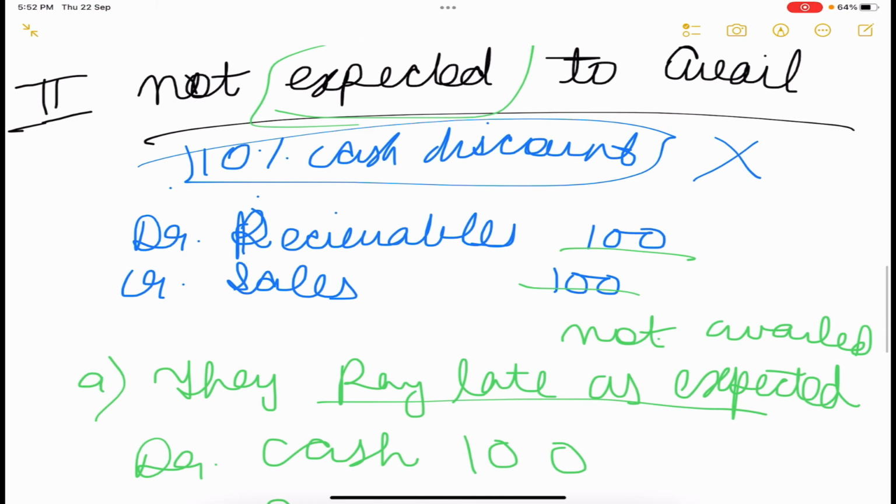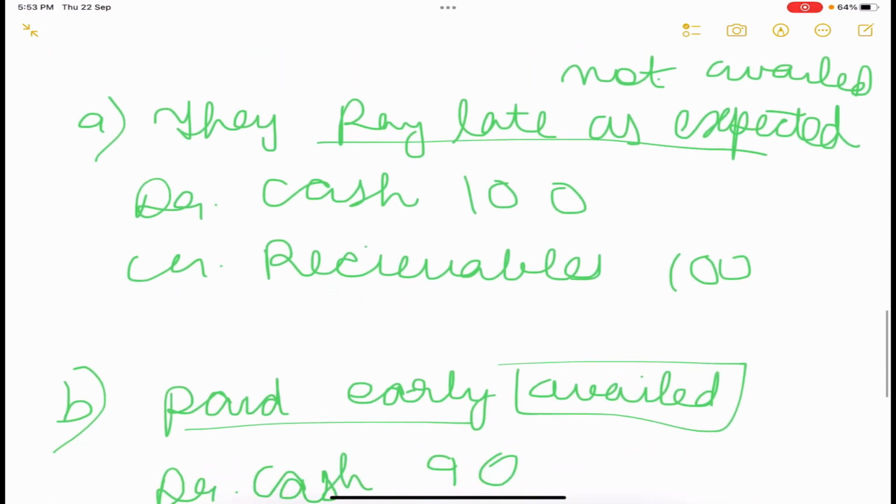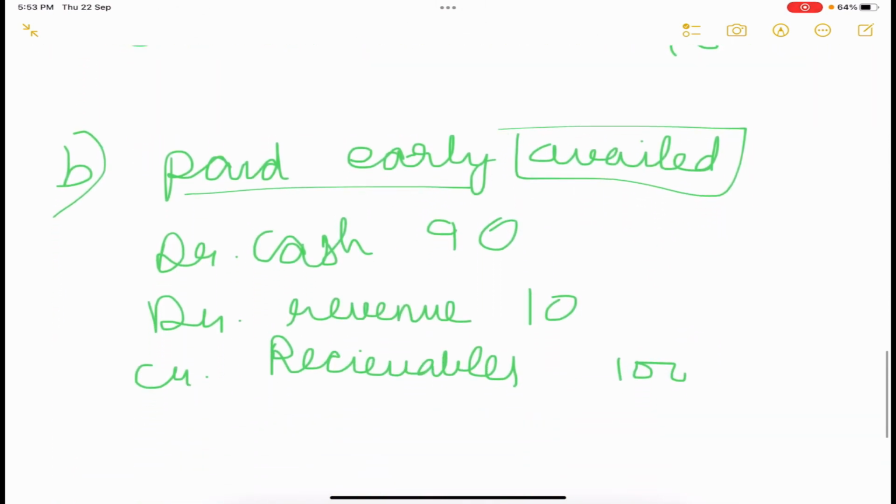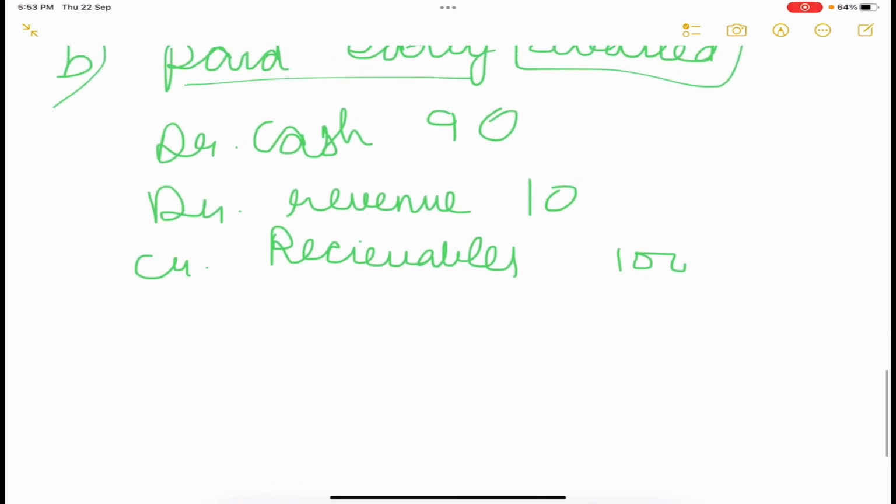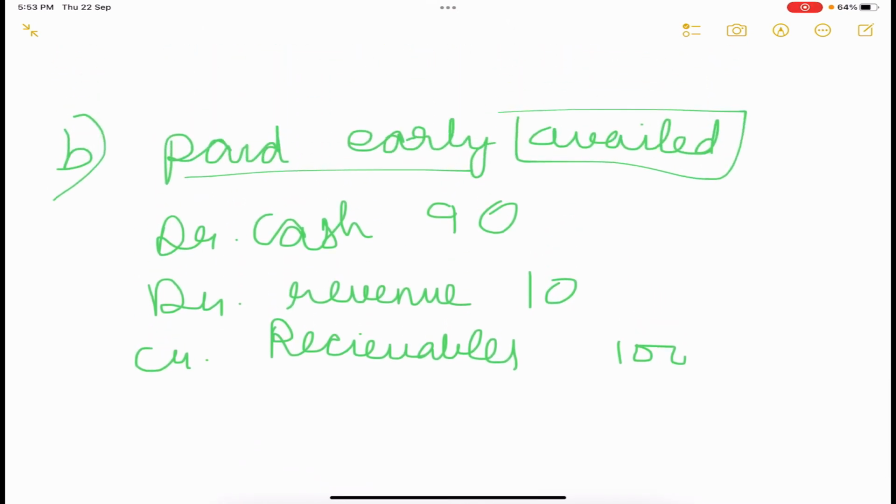So it is all based on pure logic. There is nothing which is very difficult in this. It's all just pure logic. Okay, so that's about it. When you talk about the cash discount and the sales discount, that is the topic.